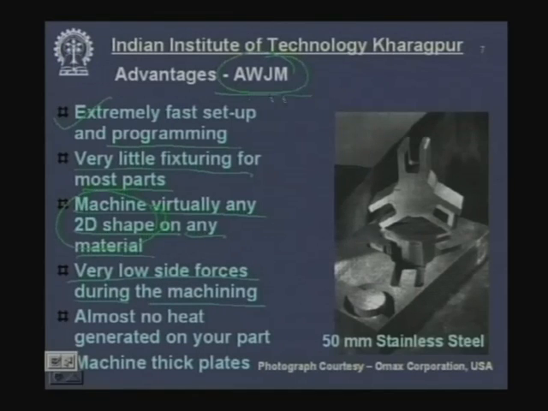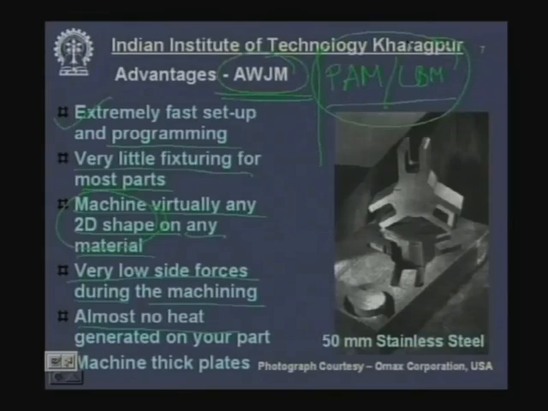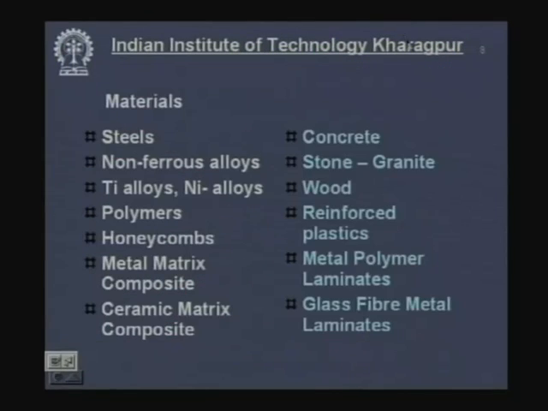Another great advantage of the abrasive water jet system compared to other jet cutting processes like plasma arc machining or laser beam machining, which is the last point, is that almost no heat is generated on your part, there is no thermal damage to the part. Even if your part is sensitive to heat, it can be machined. If it is made of plastic, you can machine it. If it is made of glass fiber, you can machine it. There is absolutely no heat affected zone or thermal damage as compared to plasma arc machining or laser beam machining, which is also a beam or jet process.